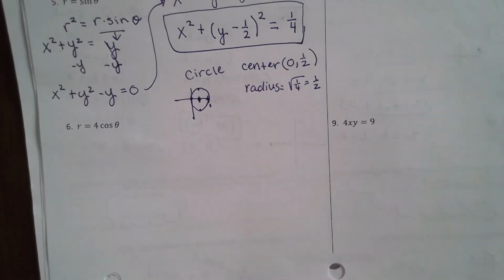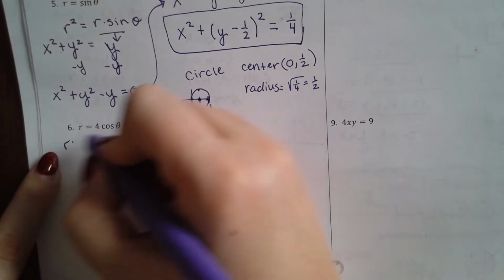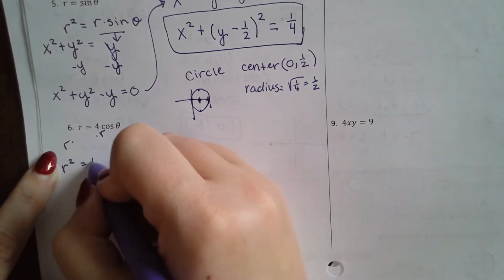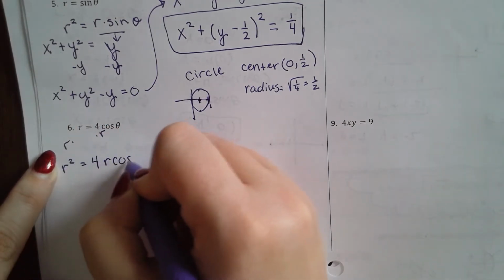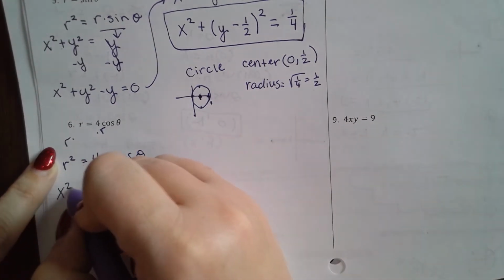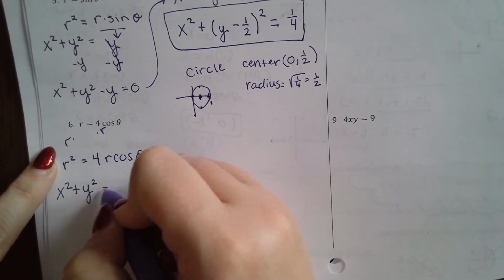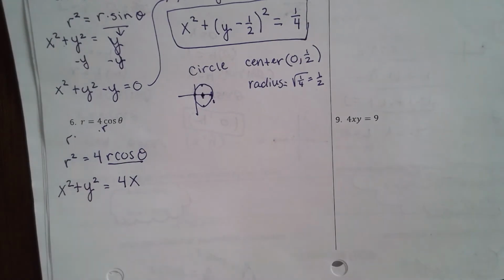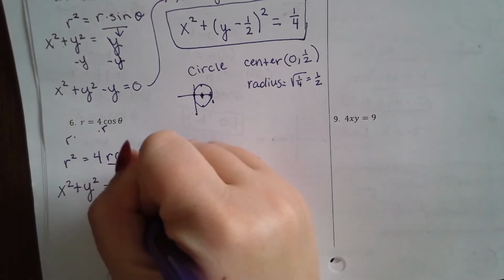We're going to do the same thing with number 6. We're going to multiply by r on each side. So we have r squared equals 4r cosine theta. Now r squared is the same thing as x squared plus y squared, and r cosine theta is the same thing as x. Okay, let's move this 4x to the other side.